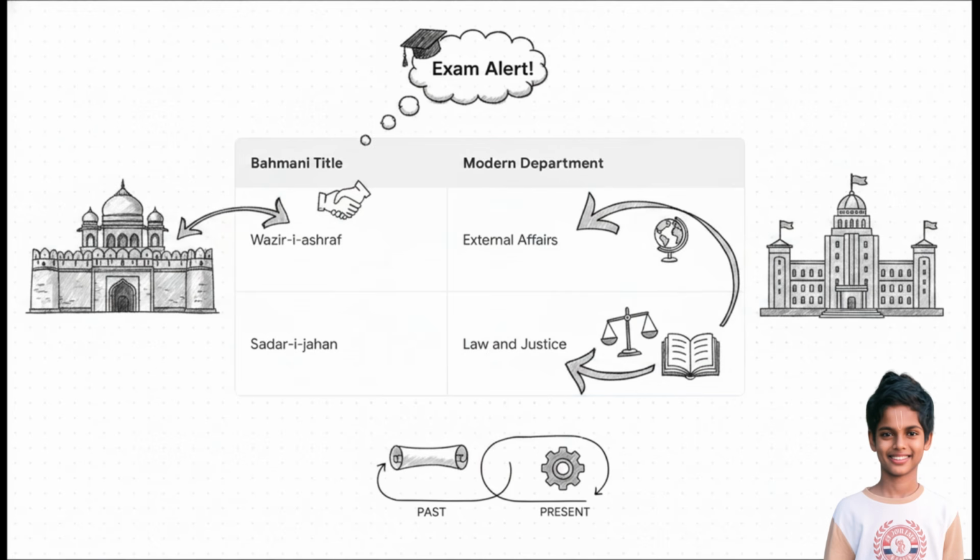So, the whole thing was headed by the wazir or vakil. Under him, you had specialized heads. The waziri Ashraf handled foreign affairs. Think about it. That is exactly like our modern Ministry of External Affairs. Then you had the Sadar-e-Jahan who managed religion and justice. Sounds familiar, right? That perfectly matches our modern Ministry of Law and Justice. It just goes to show you, history isn't just old, dusty facts. It's the literal blueprint for how we run things right now.